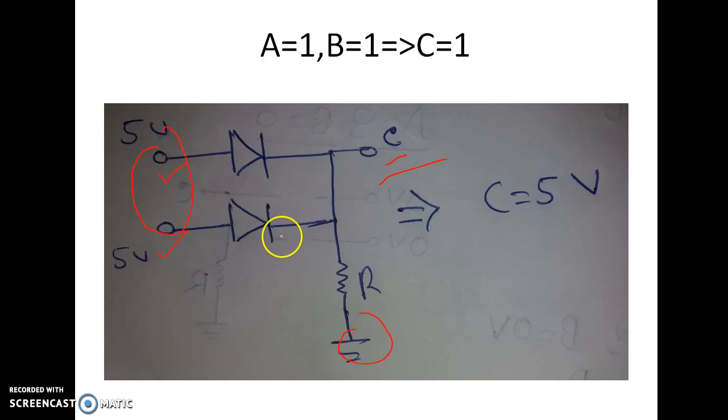The potential drop across the diode, if you consider the constant voltage drop model, then only 0.7 volt is required to turn on. So obviously you can think that both the diodes are turned on, or if any diode is turned on, basically C will become short circuit with the 5 volt and C will get the 5 volt. So basically when A and B both are 5 volt, C is also 5 volt.